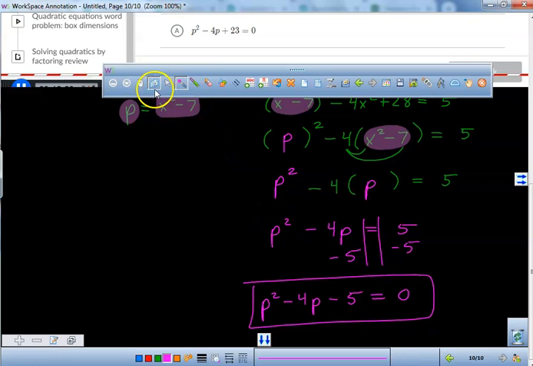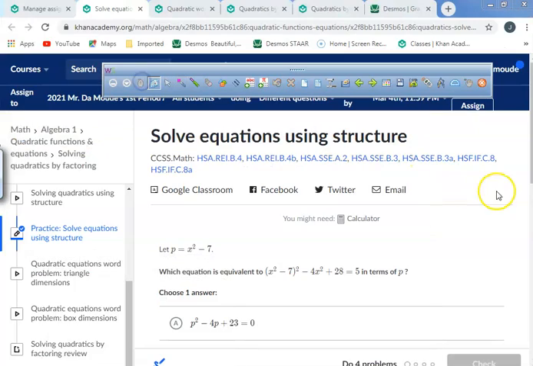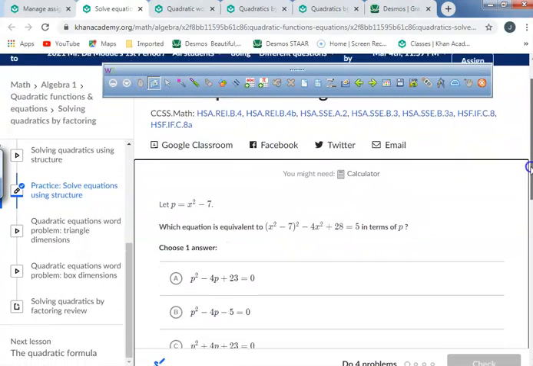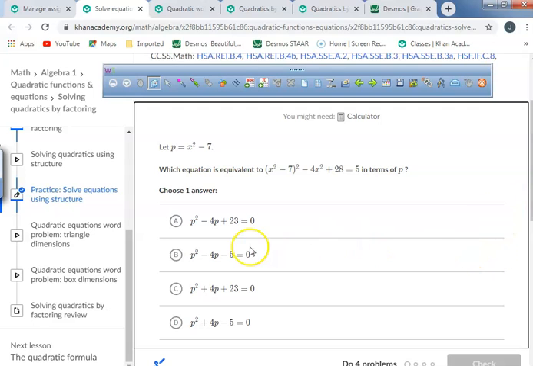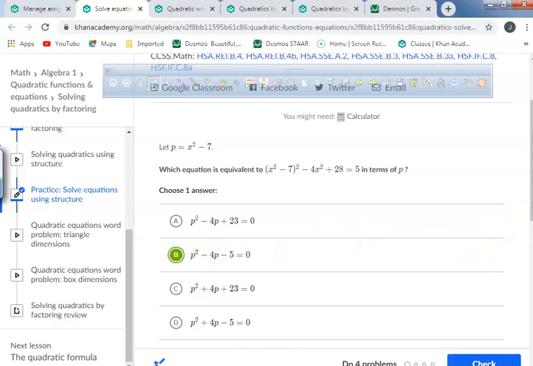Now, what I got to do now is find the answer choice that matches that. Okay? What's my answer? P squared minus 4p minus 5 equals 0. So I'm going to scroll down. Fortunately, it looks like we didn't make a mistake because you can see our answer choice right there, I believe. Making sure. Yep.